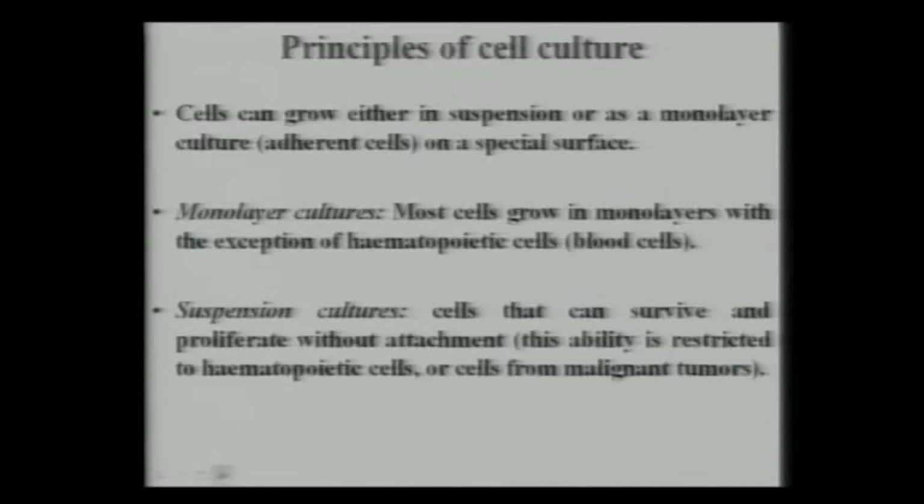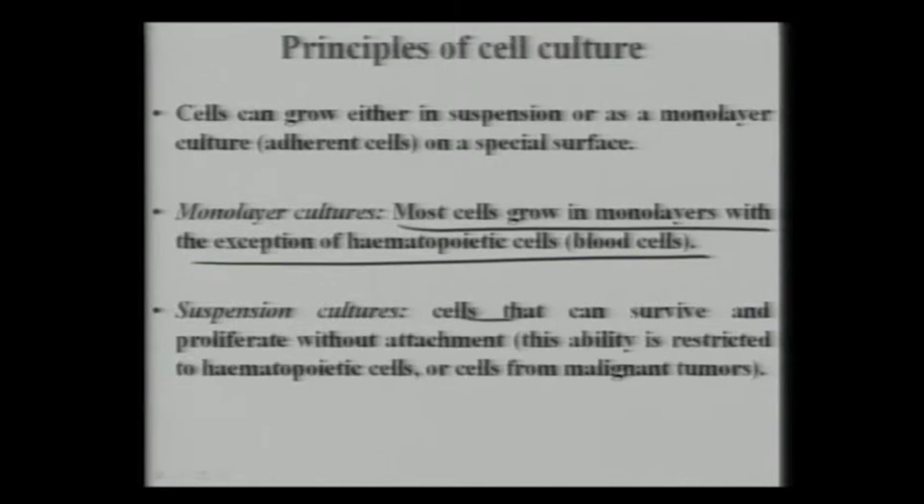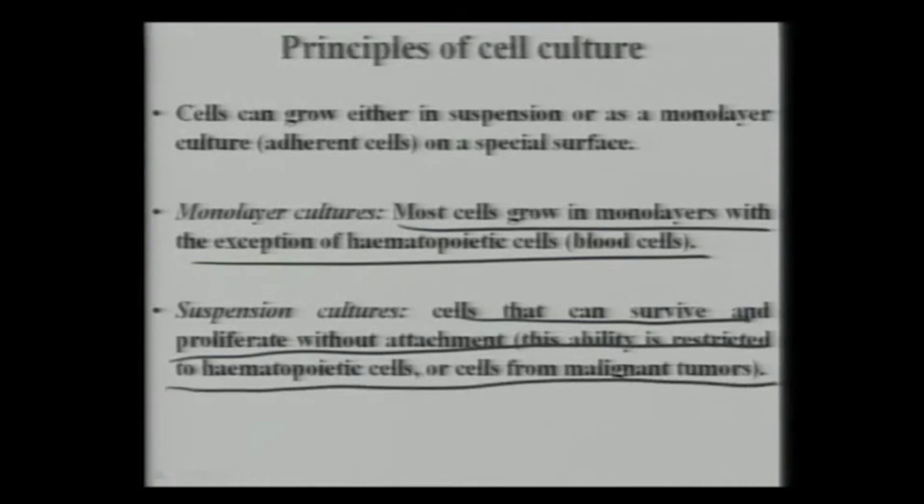Now, principles of cell culture. Cells can grow either in suspension or as a monolayer culture on a special surface. Monolayer cultures means most cells grow in monolayers, with the exception of the hematopoietic cells, that is the blood cells. And the third one is the suspension culture. Cells that can survive and proliferate without attachment. This ability is restricted to hematopoietic cells or cells from malignant tumors. So essentially, that is the other scenario that I have told: cells will not attach themselves to the material, cells will still survive and they will be suspended in the cell culture solution.